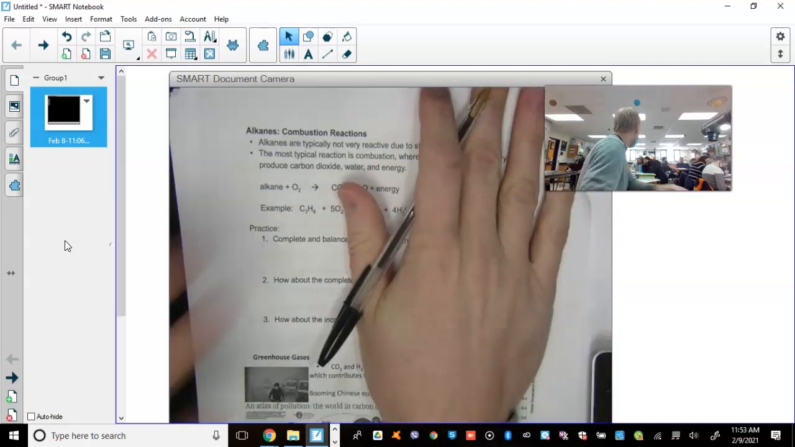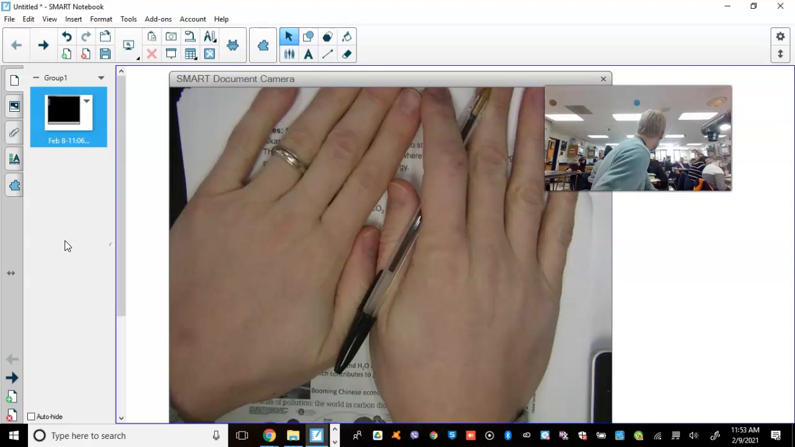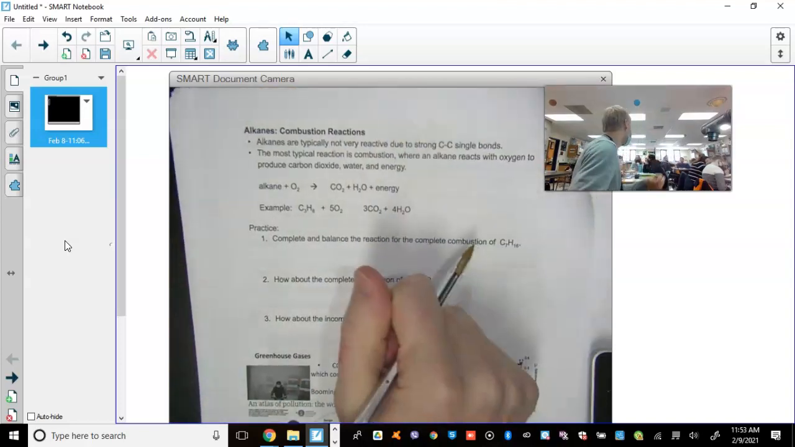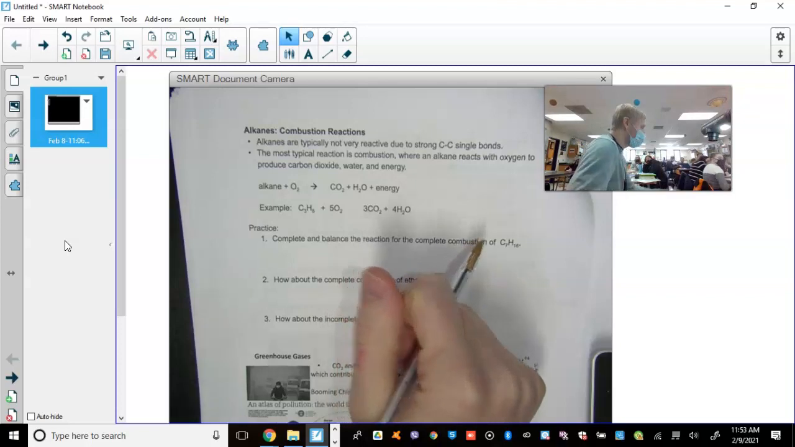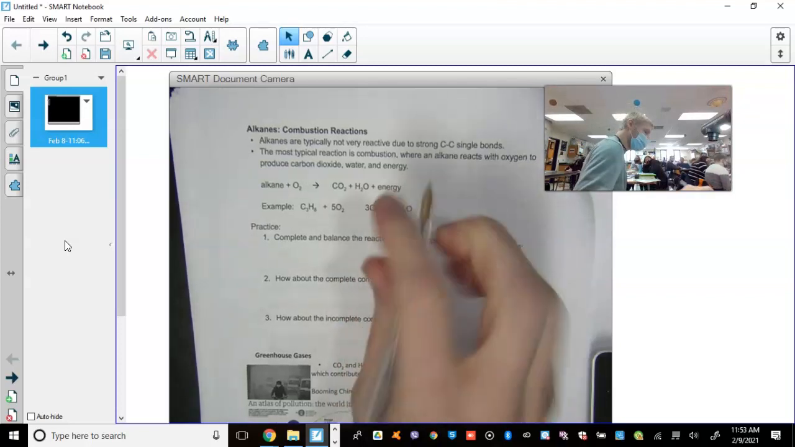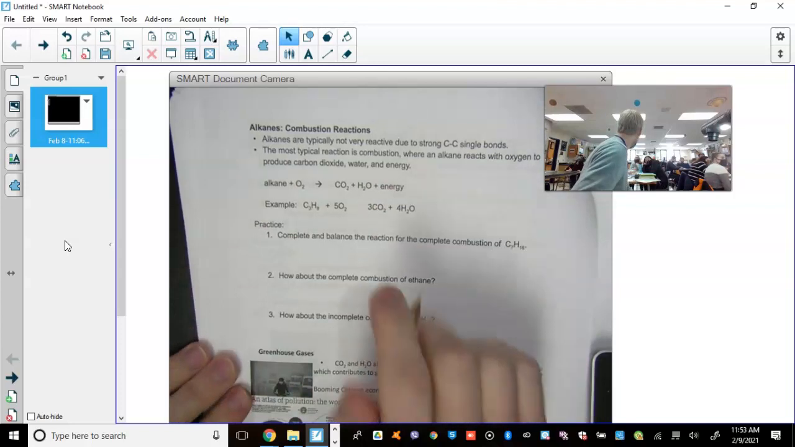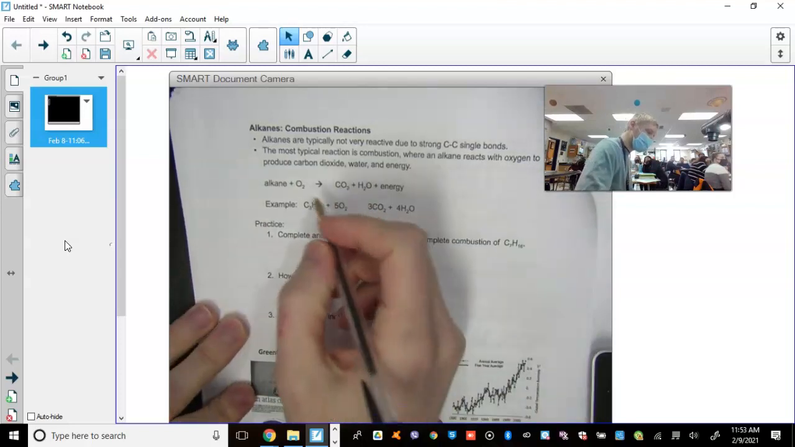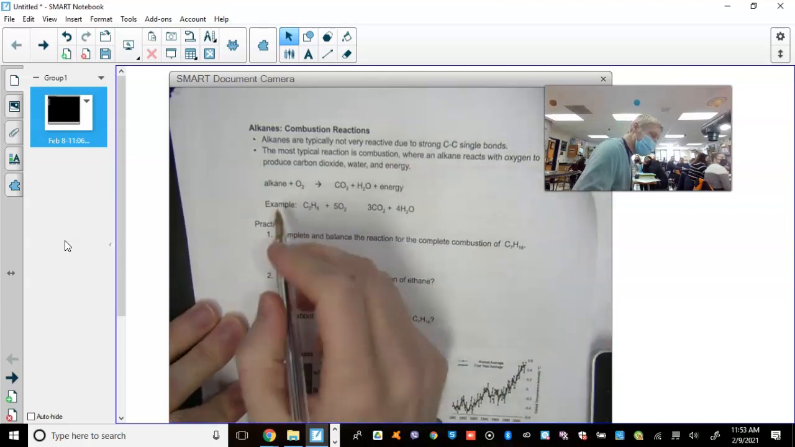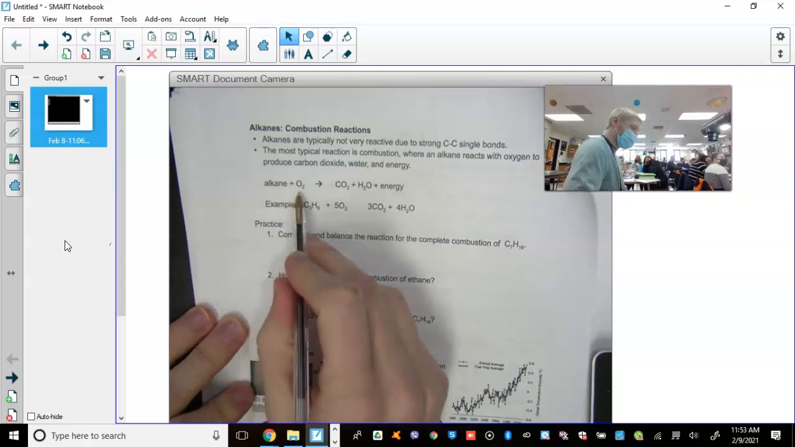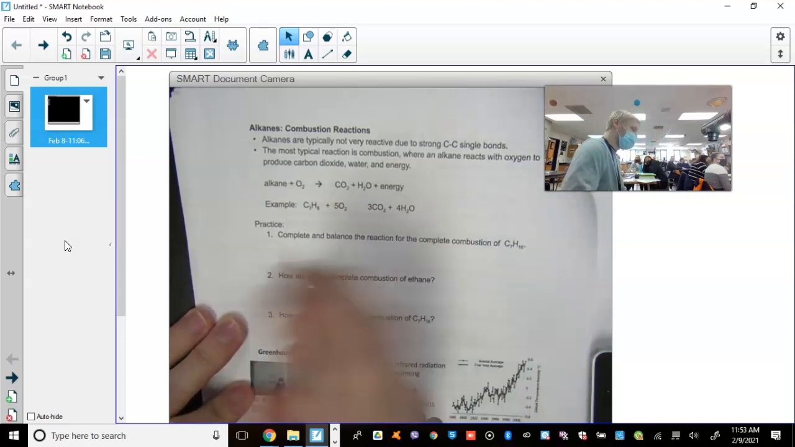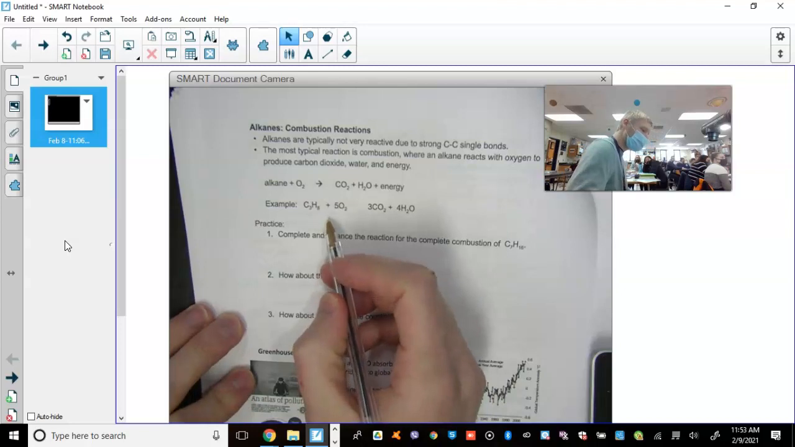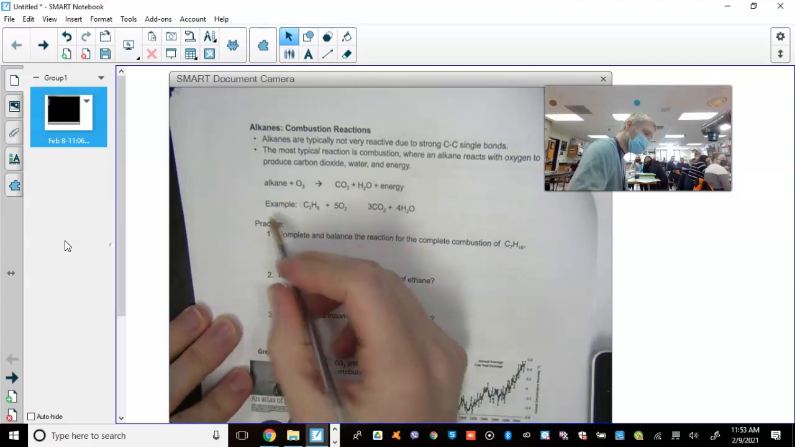So what's one of the reactants of combustion? H2O. No, that's a product. Oxygen. So you got some sort of hydrocarbon and oxygen producing water and CO2. Okay, good thing we're reviewing this. All right. So you got alkane plus oxygen produces CO2 and water and energy. It's what makes the world go around currently, pretty much.